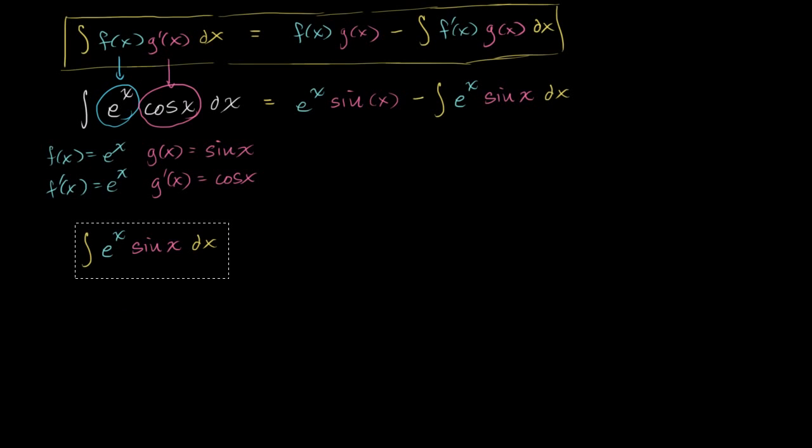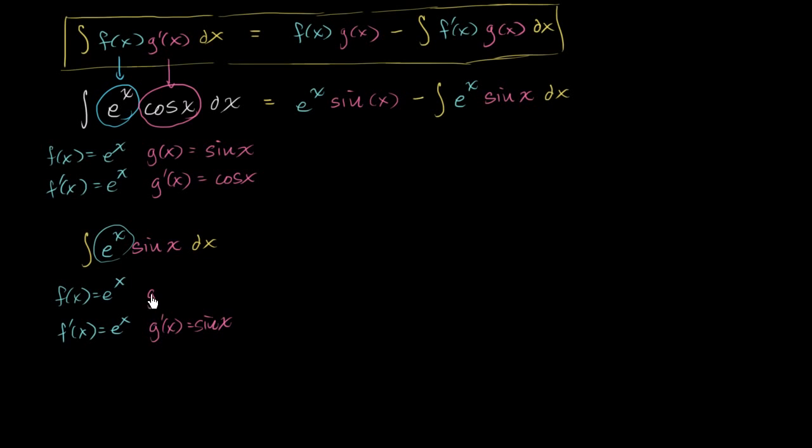And similarly, we can do it using integration by parts. So now let's set f of x, once again, equaling e to the x. So f of x is equal to e to the x, just like we did before. F prime of x is equal to e to the x. G prime of x is equal to sine of x. Then g of x, the antiderivative of sine of x, is negative cosine of x.